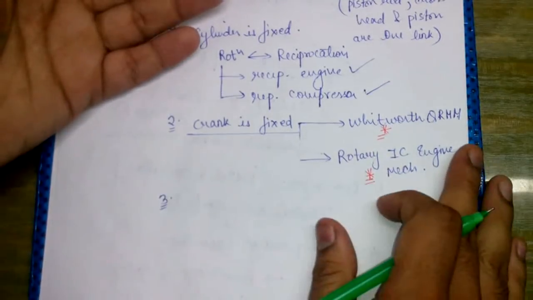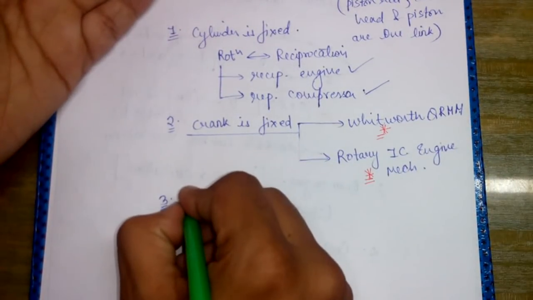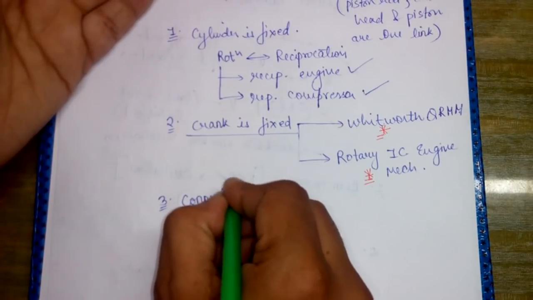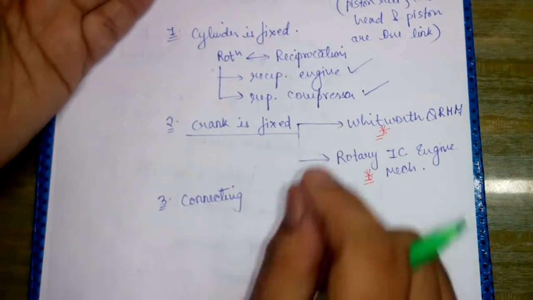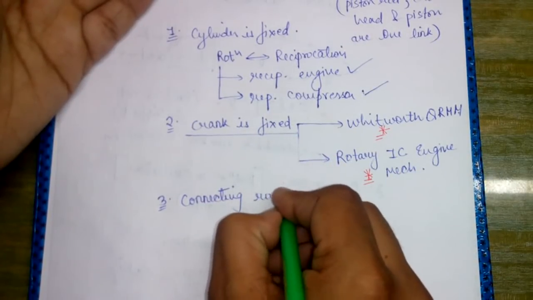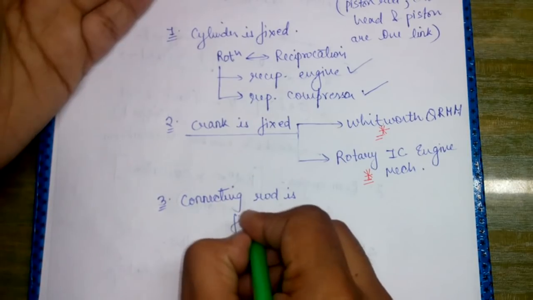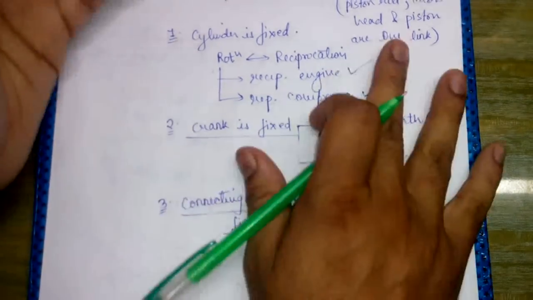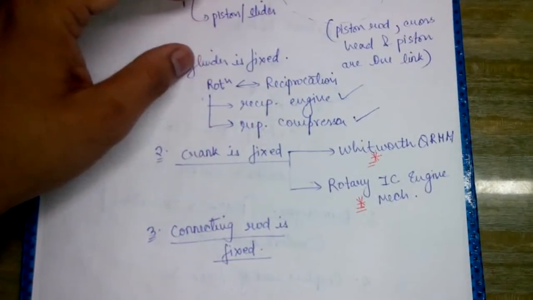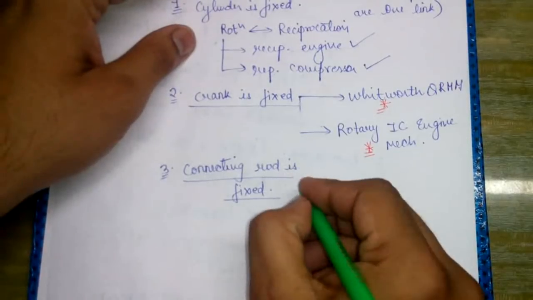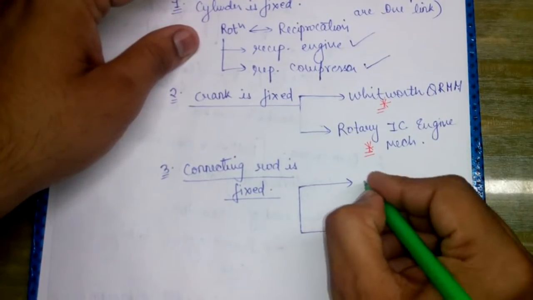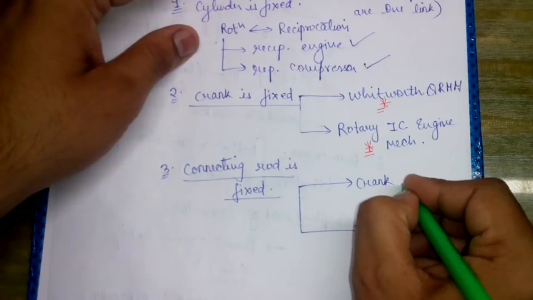The third inversion that can be obtained here is by fixing the connecting rod, and the inversions obtained by fixing the connecting rod are very, very important, and we have to pay attention to them. Connecting rod is fixed. Now when the connecting rod is fixed, we are going to obtain two important inversions, that is crank and slotted lever.